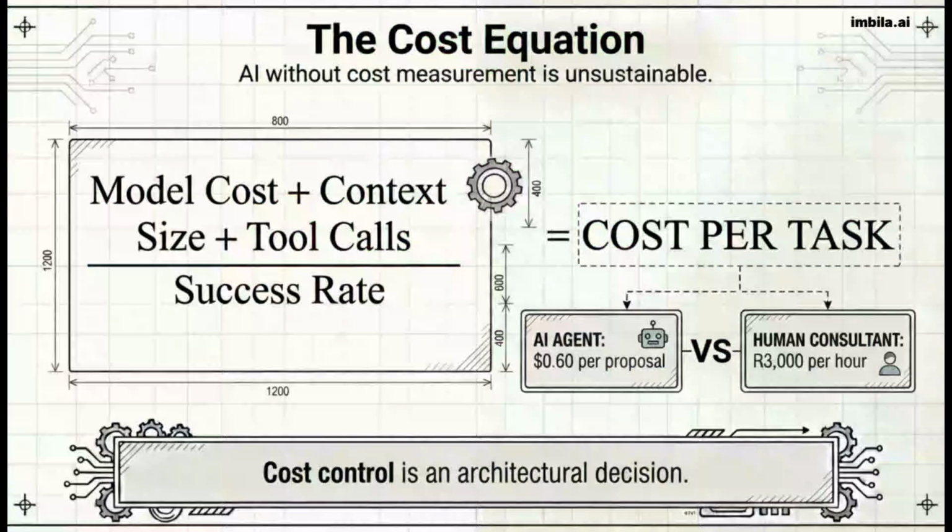We also have to solve the cost equation. AI is unsustainable if you don't measure it. By calculating model costs, context size, and tool calls against the success rate, we can prove the ROI of an AI agent, effectively costing cents per task versus expensive human consultation.